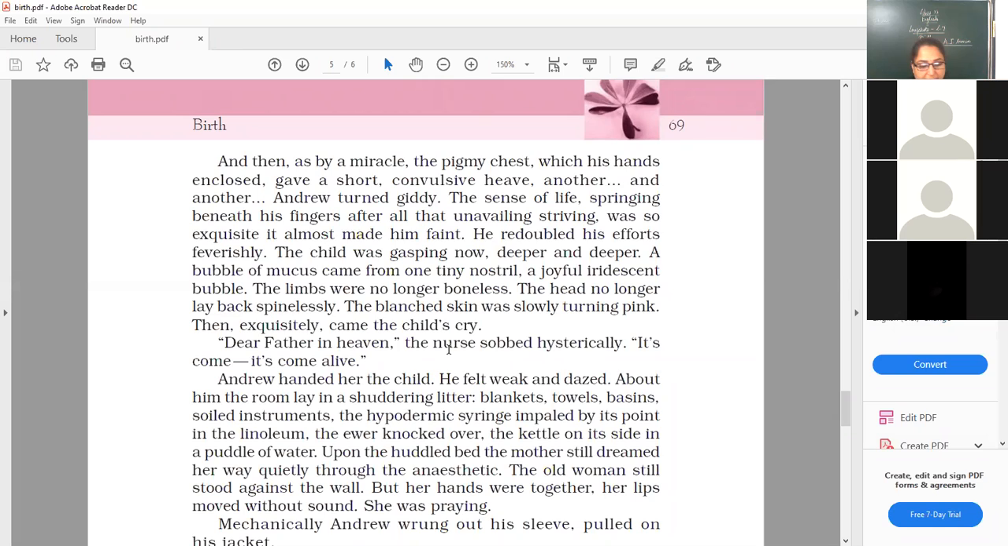Okay, and after all that unavailing striving, that useless striving, it was so exquisite, so strong that it almost made him faint. Giddy here, he is feeling for that only. Though he can feel signs of life, he is now about to fall.